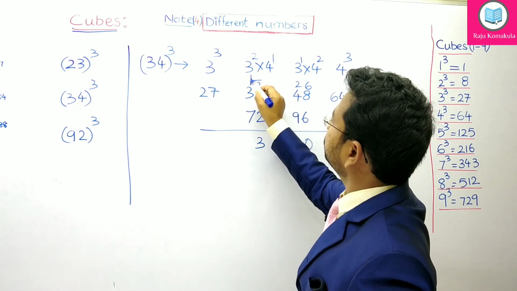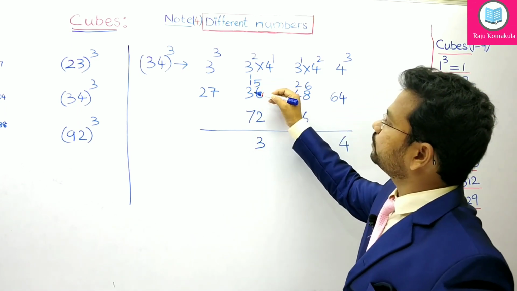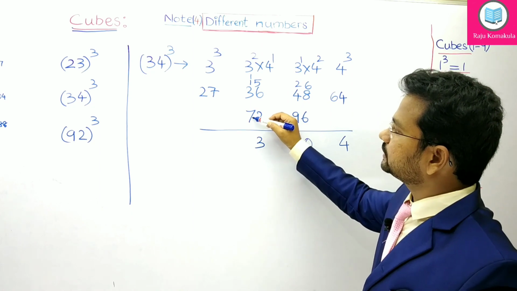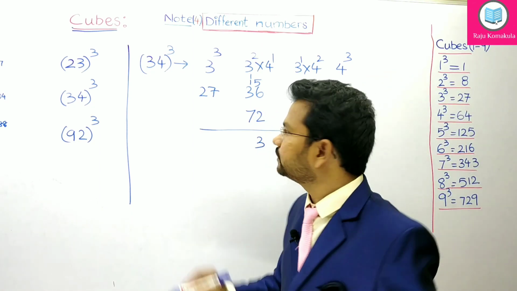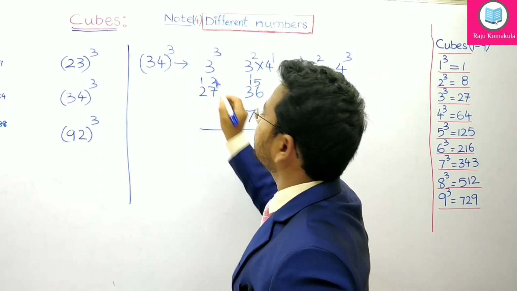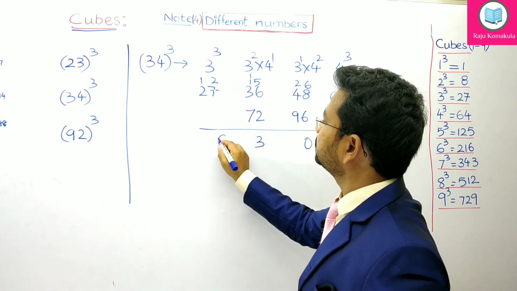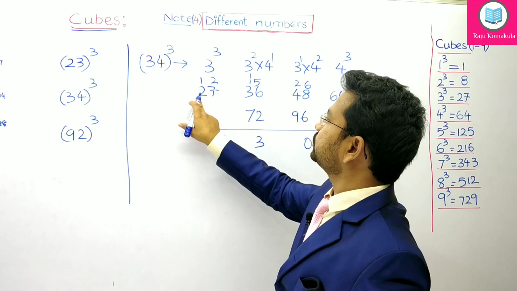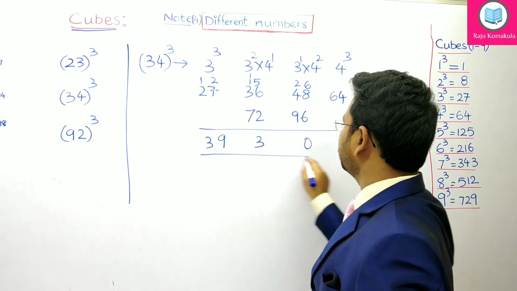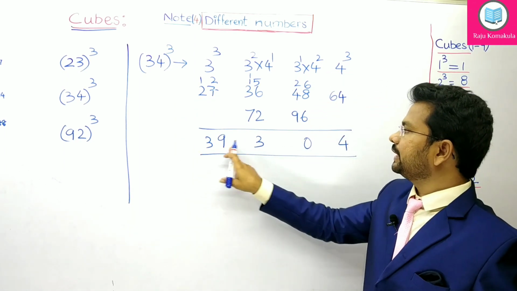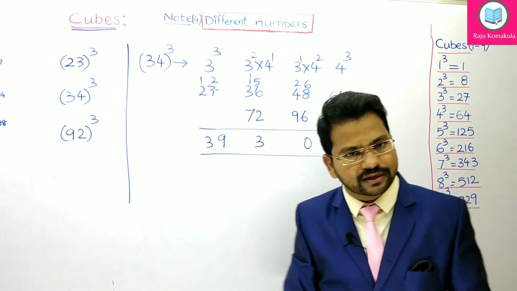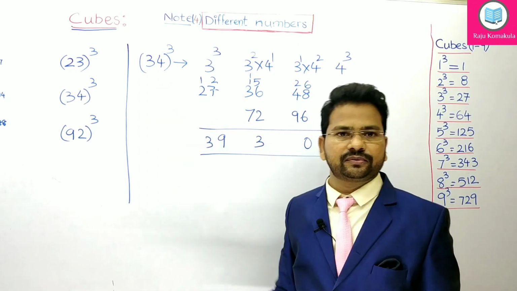Carry again 1. Okay. So 1 plus 1, 2. 2 plus 3, 5. 5 plus 7, that is 12. Now I am taking 12 as a carry. 2 plus 7, that is 9. 1 plus 2, 3. Now 39304 is the cube of 34.